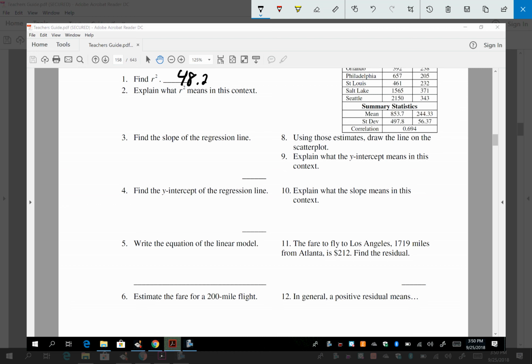Is that optional? It's not wrong if you put it as a decimal. I'm trying to tell your brain, I want you to write it as a percentage, because the closer that percentage is to 100, the better this model is. Okay? So that's not even, it's about 50, right? If I see 90, I'm like, oh, okay, now you've got my attention. But 50 means there's a lot of other things out there that determine the price of a flight, besides just how far it is.